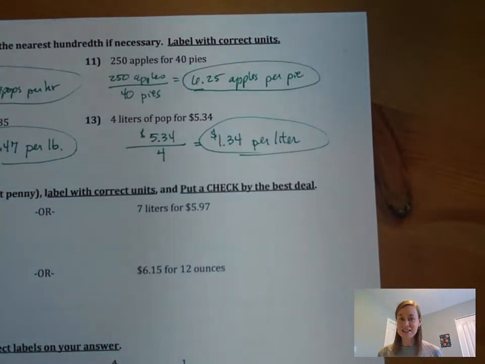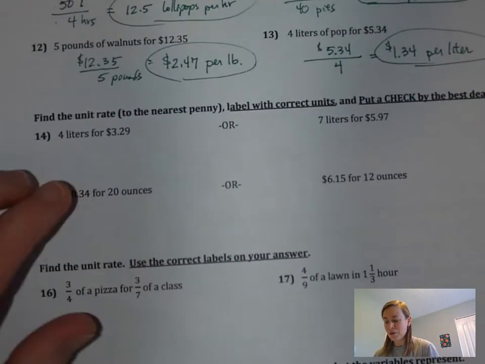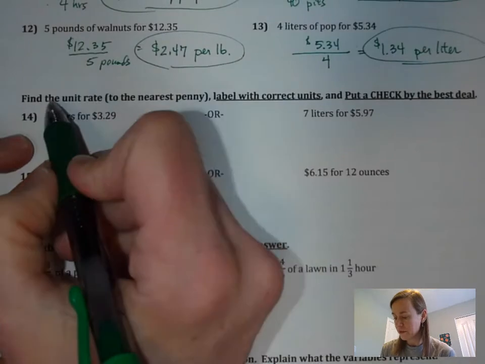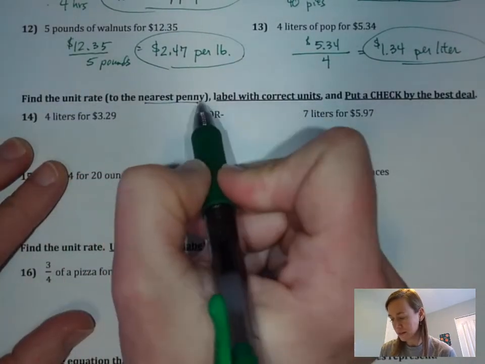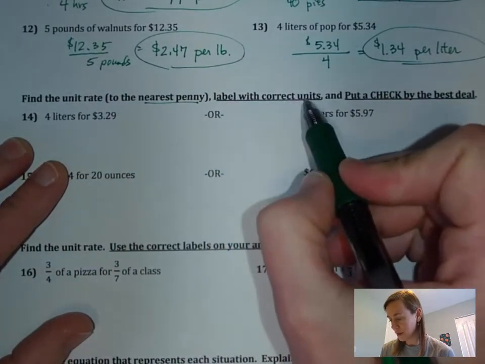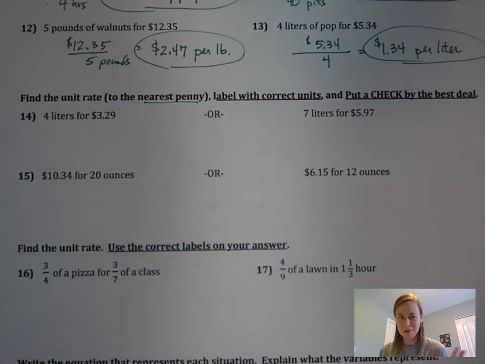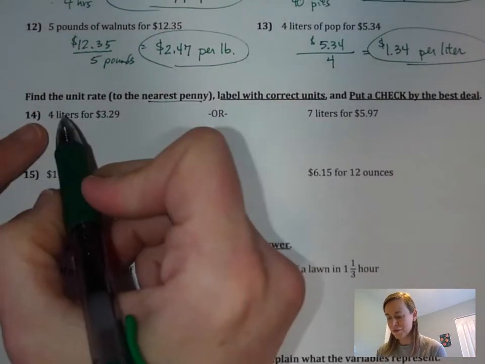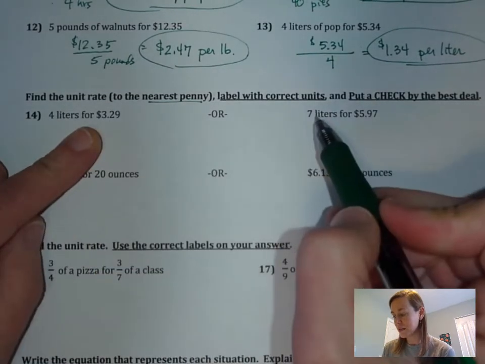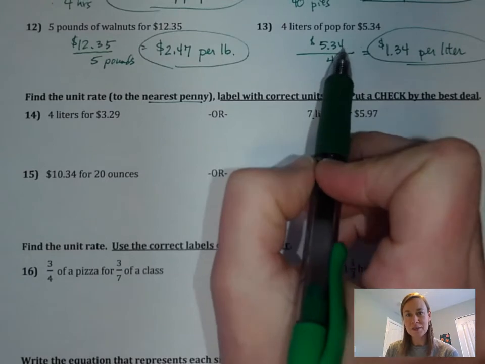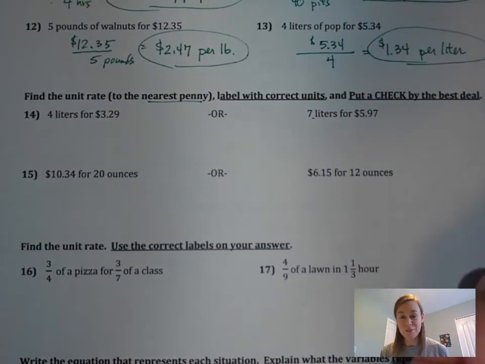Okay, there's that section. Alrighty, so we're going to do some more unit rate in the next section. It says, find the unit rate to the nearest penny, label with correct units, and put a check by the best deal. Okay, so we've got some comparison shopping here, just like we're at the grocery store, right? So we have 4 liters for $3.29 or 7 liters for $5.79. This problem is exactly like this one. So if you want to hit pause real quick and try it by yourself if you haven't already, that would be awesome, and then compare with me in a second.